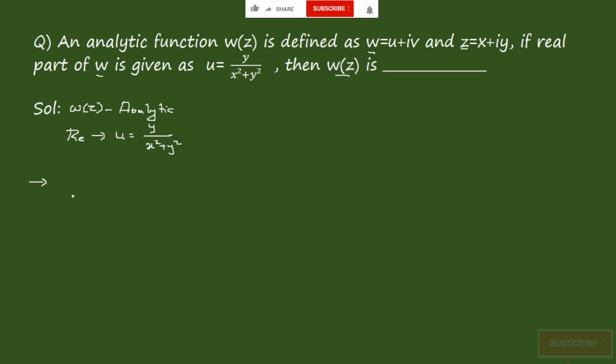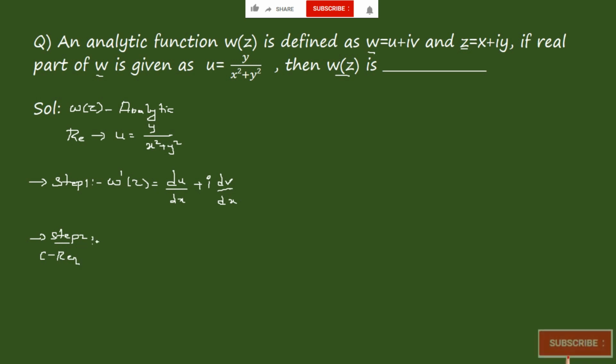So we'll be using the Milne Thompson method. In step 1, we'll be differentiating w of z with respect to x. Then it becomes w dash of z is equal to du by dx plus i into dv by dx, right? Now coming to step 2, we'll be using the CR equation, right? And we'll be replacing dv by dx as we don't know the value of v, right? So it becomes w dash of z is equal to du by dx minus i into du by dy.